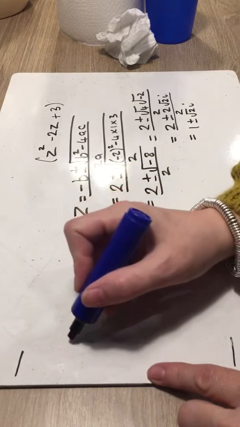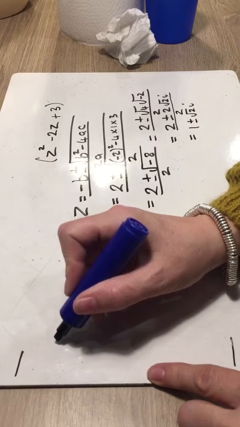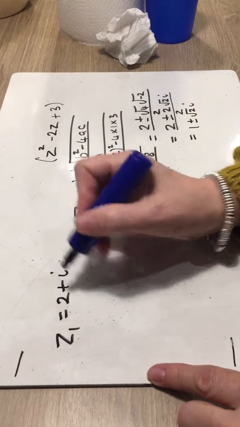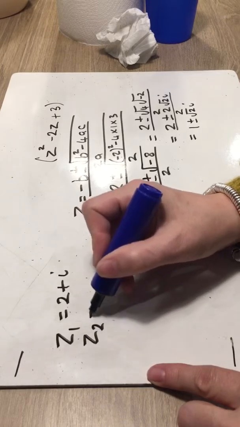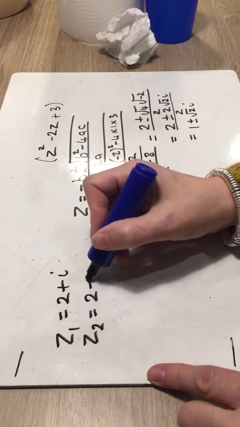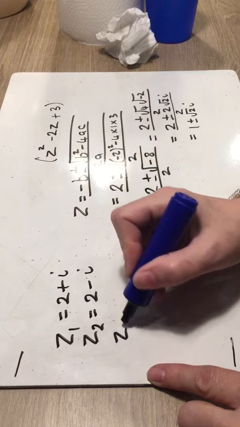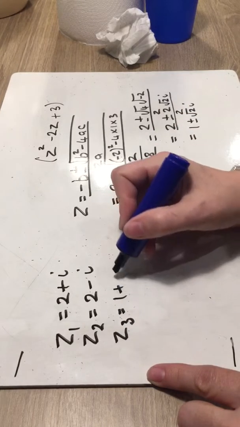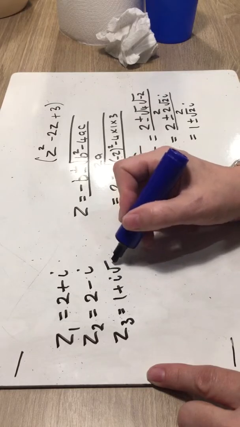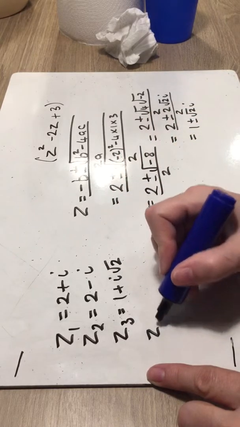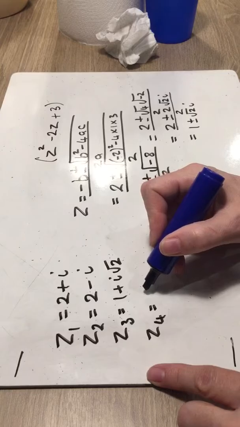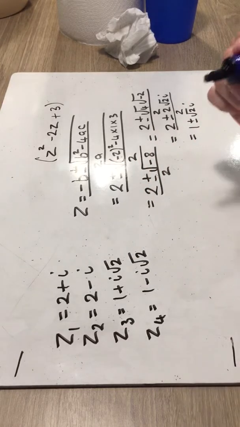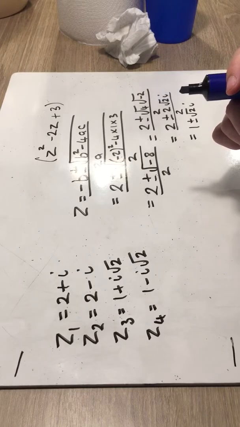So our roots are, I'll just list them: z1, the root we were given, 2 plus i. z2, the complex conjugate, 2 minus i. z3, 1 plus i root 2. And z4, 1 minus i root 2. And that is all our roots.